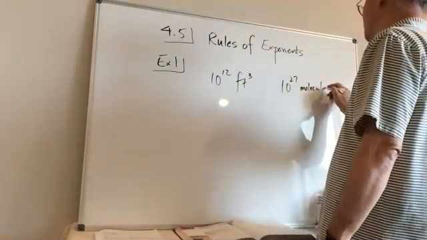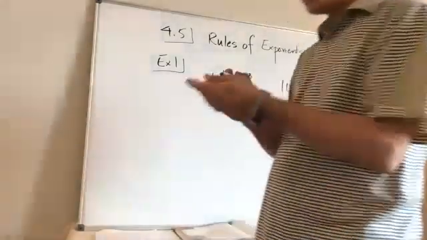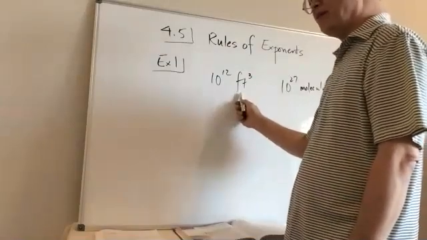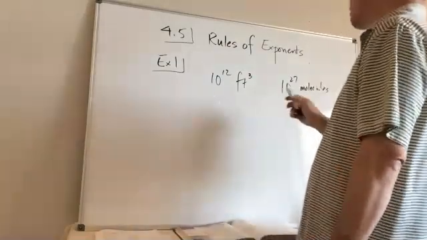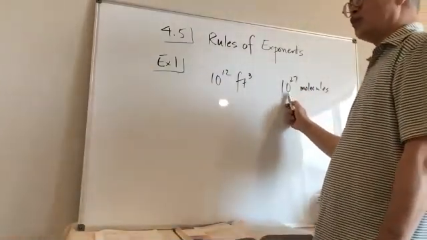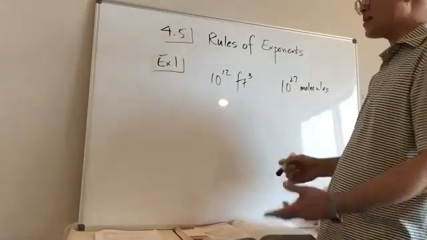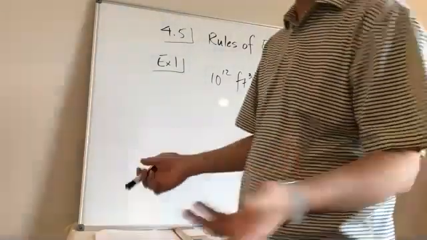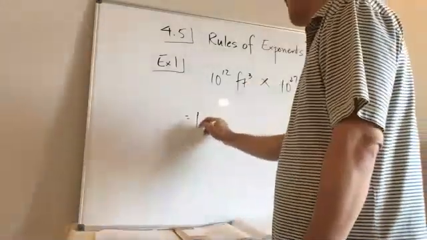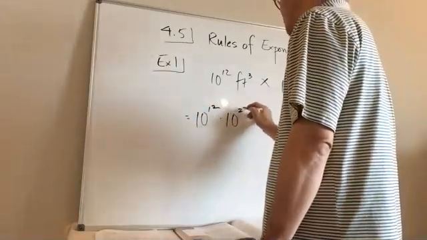Thank you. So basically what they're saying is in this dam, there is 10 to the 12th cubic feet of water, right? And in each 1 cubic foot, there are 10 to the 27th molecules. So basically, if I want to know how many molecules there are in the dam, I'm just going to multiply these two together. So I'm going to get 10 to the 12th times 10 to the 27th.